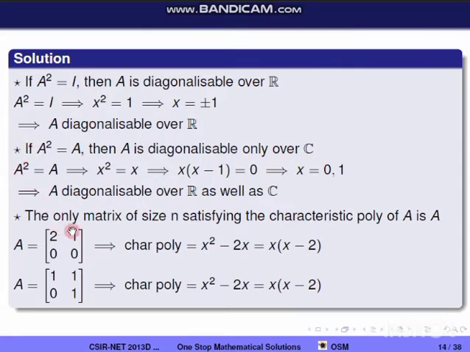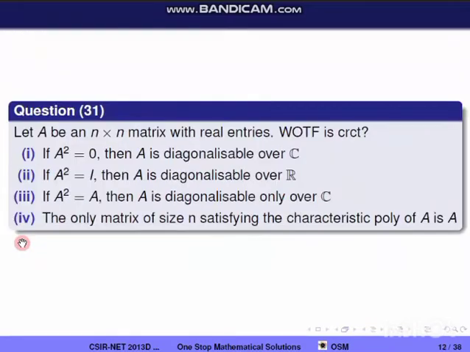The only matrix of size n satisfying the characteristic polynomial of A is A. So if I take the characteristic polynomial equal to x into x minus 2, then we get two matrices satisfying that. The matrix this and the matrix this. So it is not necessary that the characteristic polynomial of A is satisfied only by that A. So this option is also wrong. So now we'll check the correct options. So the correct option is the second one.